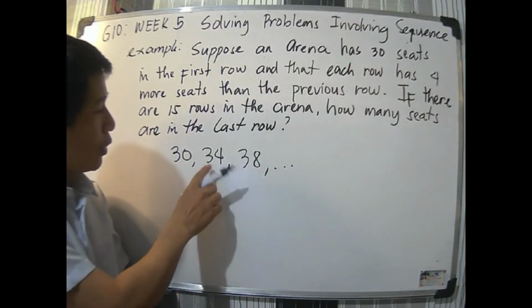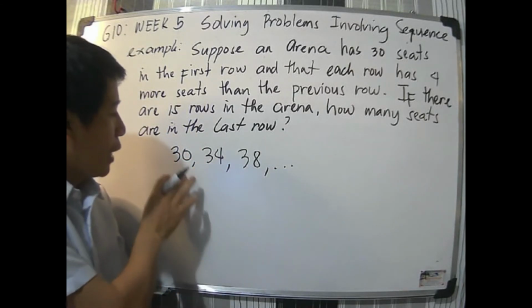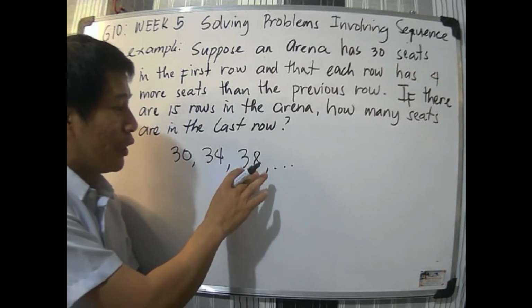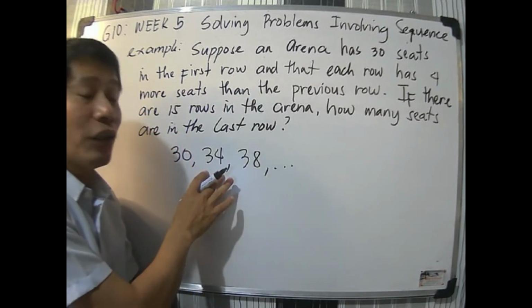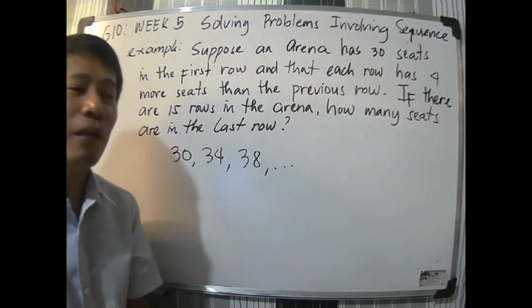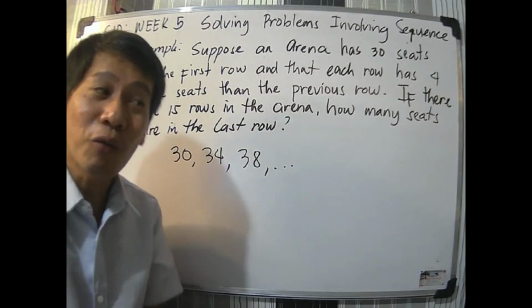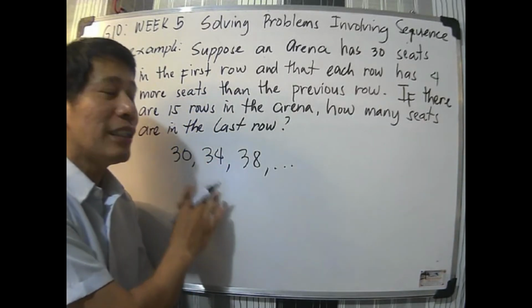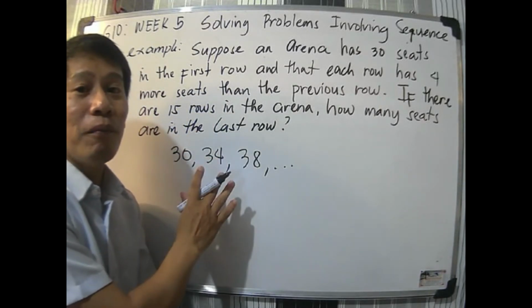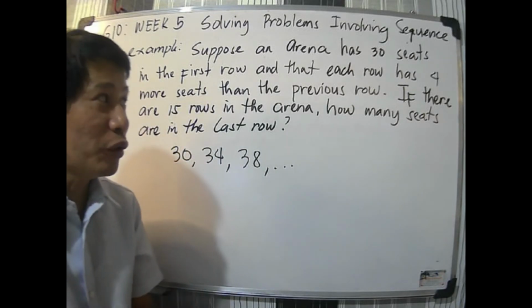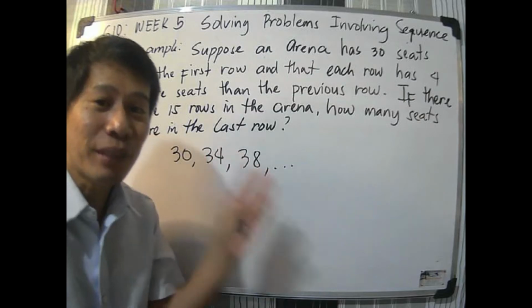Kasi kung titingnan nyo, 34 minus 30 is 4. Right? 38 minus 34 is 4. So what does it mean? There is a common difference. So what does it mean? This problem involves an arithmetic sequence based doon sa mga data na ibinigay.